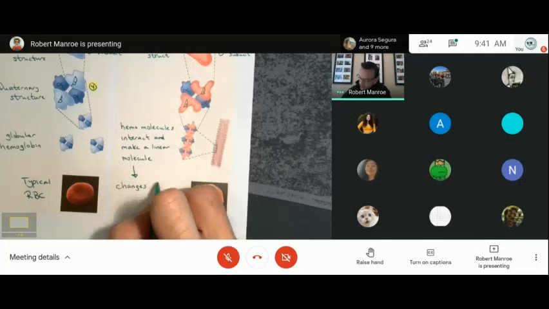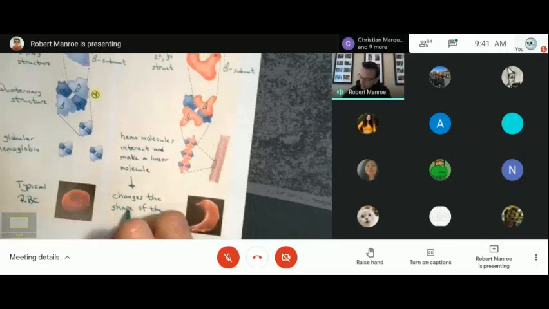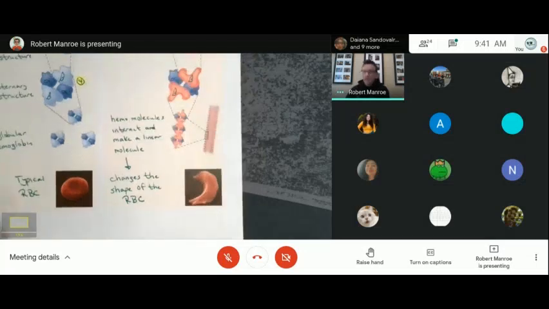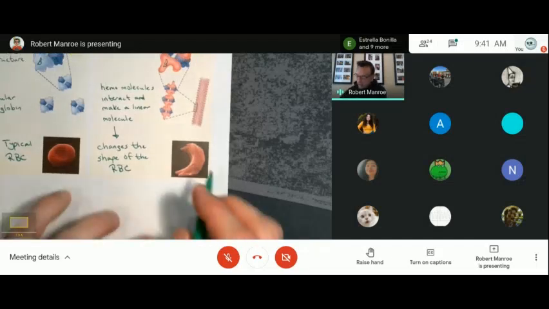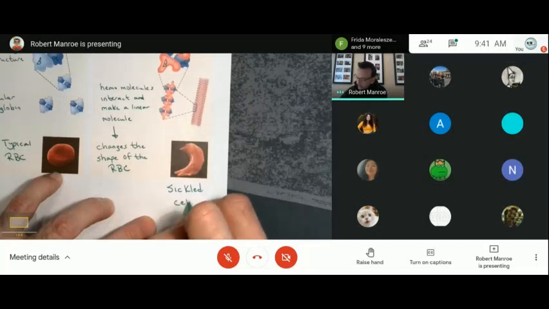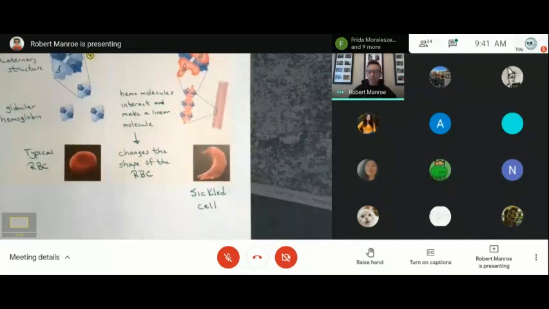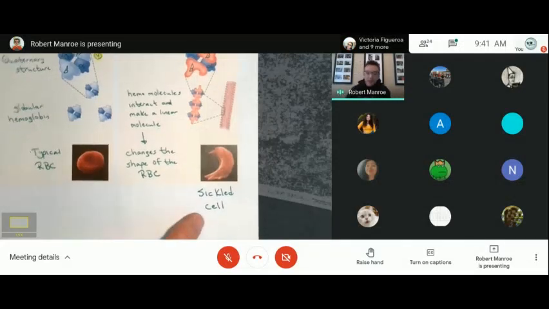This protein changes the shape of the red blood cell. When you change the shape of the protein, that changes the shape of the red blood cell, and now you have a sickled cell. You have a sickled red blood cell. It's curved. Then, since these individuals can't transport oxygen very well, that causes a condition called anemia. Therefore, my anemia is caused by my sickled cells.